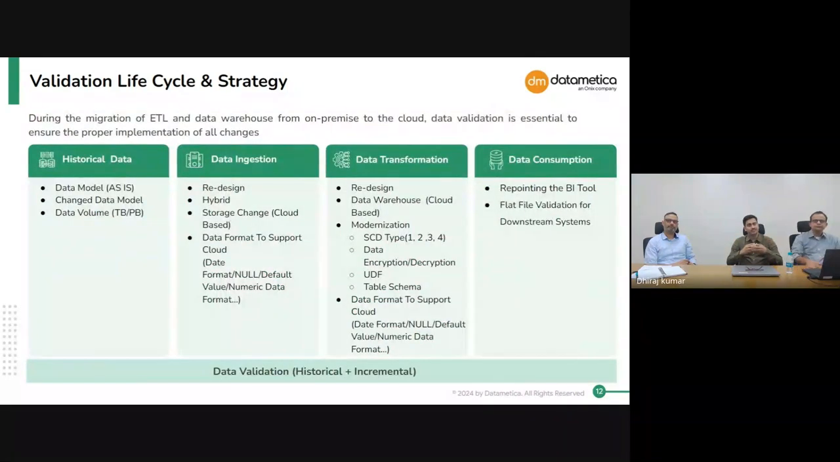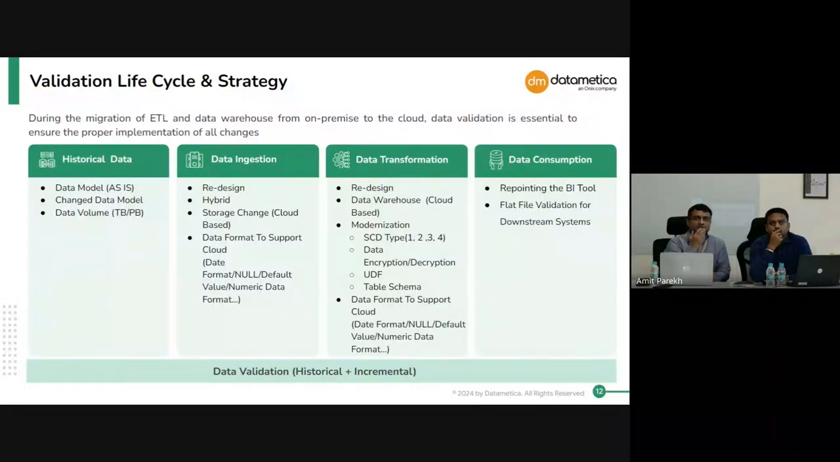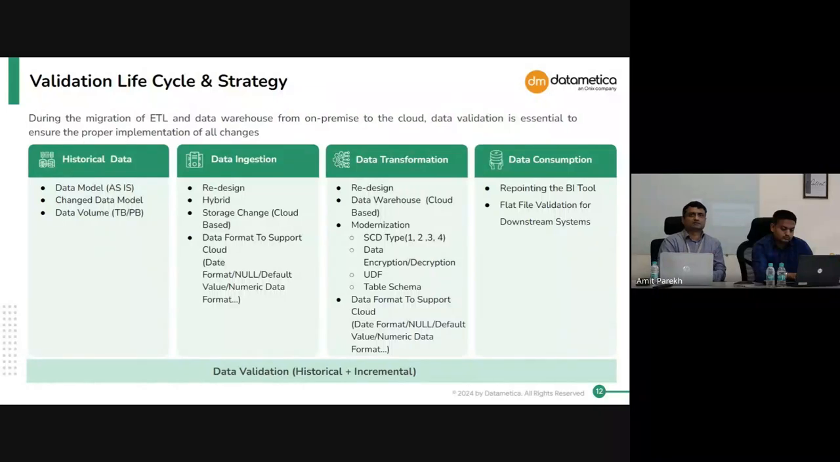So Dheeraj, can you talk a little in depth about the historical and the incremental? You talk here about the assets migration. What do you mean by assets migration? We're just talking about moving data from one place to another, right? How is it different? Where are the challenges? Can we get a little more insight into that?